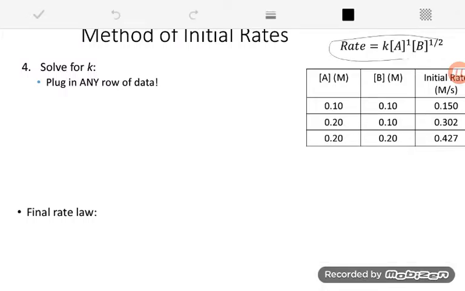So now I've just plugged in my x and y to my rate equation. To solve for k, we just pick any row of data and plug in our numbers. I usually pick the first row, no special reason, just do. And I'm just going to do what I did before. So my rate is equal to 0.150 molar per second. Now I have k. A is 0.10 molar, and now I know it's raised to the 1. And b is also 0.10 molar, and now I know it's raised to the 1/2.